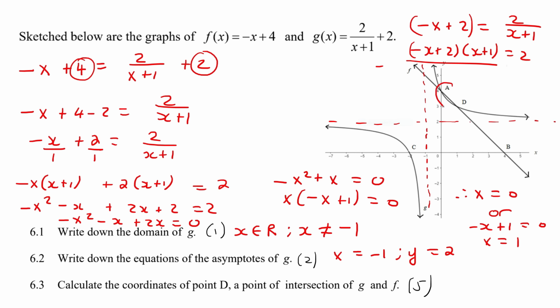So here we can see where the two graphs intersect. We can see that they intersect at A, that is where x would be 0. And then at D is when obviously x would have to be 1. So they just want the coordinates of the D one. So we've got x as 1. Now we just need y. So how do we find y?